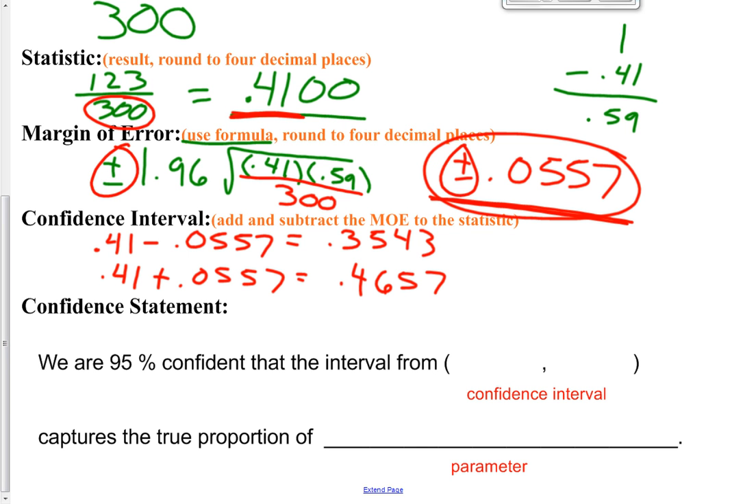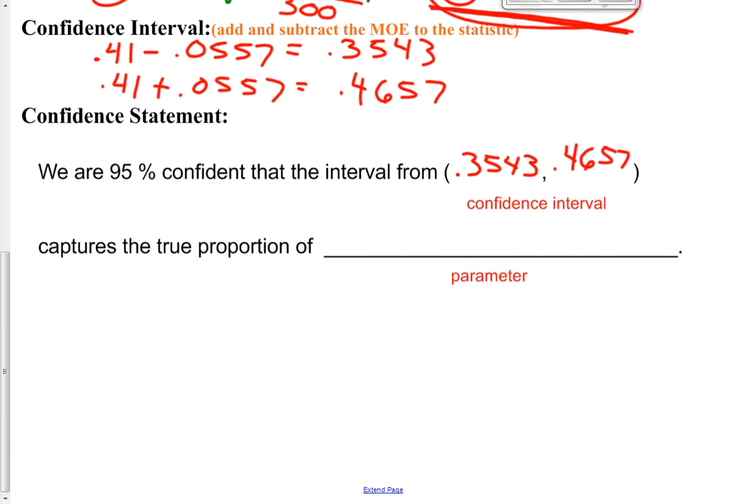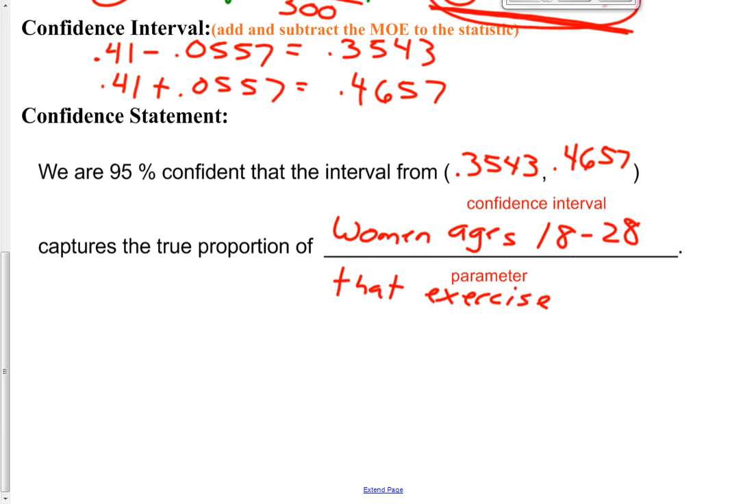So, the confidence statement, and you say this loud and proud because you're proud of all your work. We are 95% confident that the interval from 0.3543 to 0.4657, those will always be as a decimal, captures the true proportion of women or females ages 18 to 28 that exercise 3 times per week.